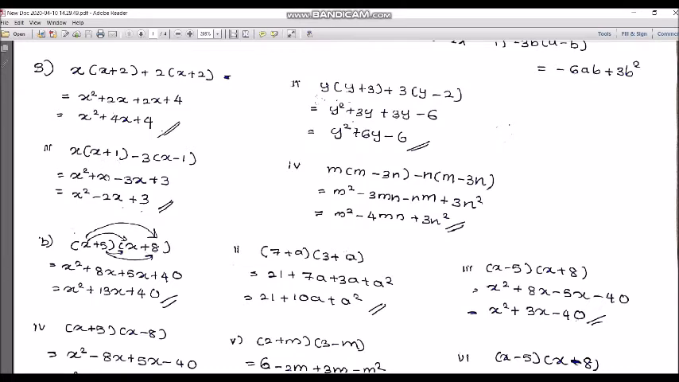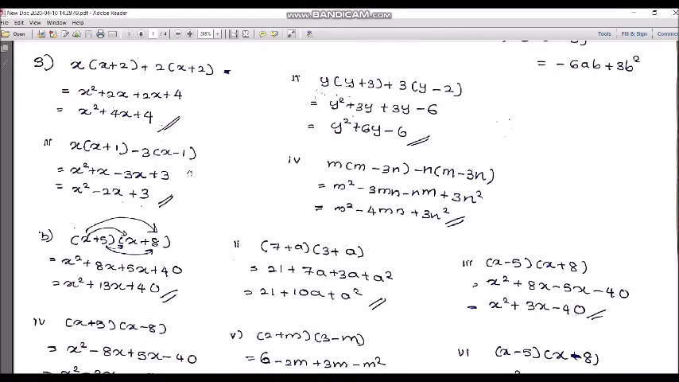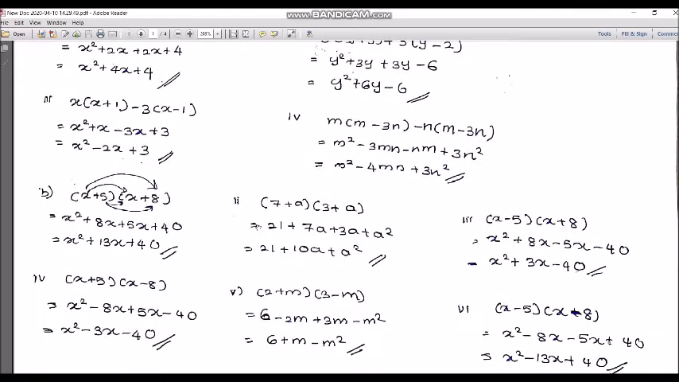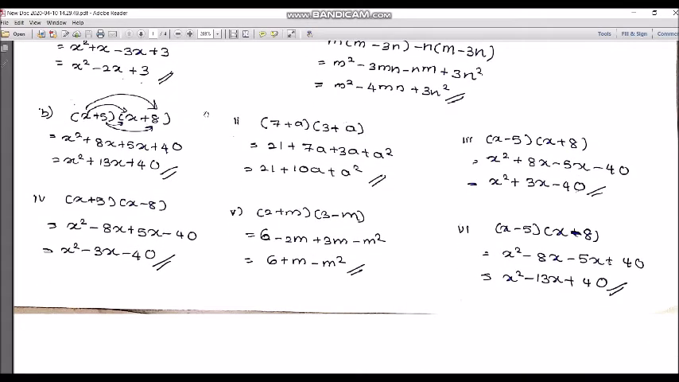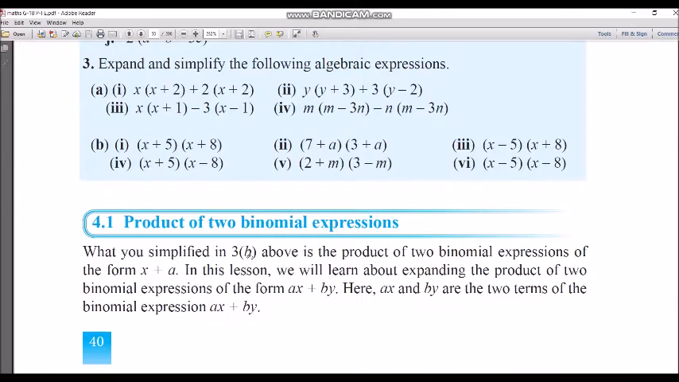If we go to the third, you can see this has simplified like this, and then this part, some may get confused here. So in this part, minus 3 into x minus 1. So minus 3 into x is minus 3x, minus 3 into minus 1 plus 3. Like that we can get this expression and then we can simplify it.